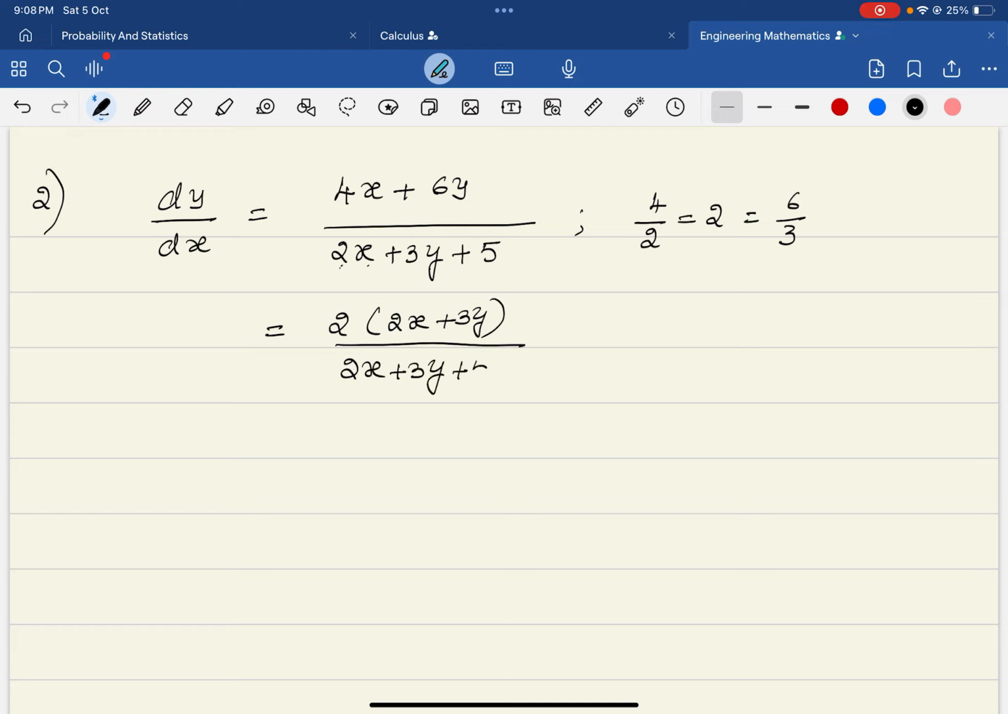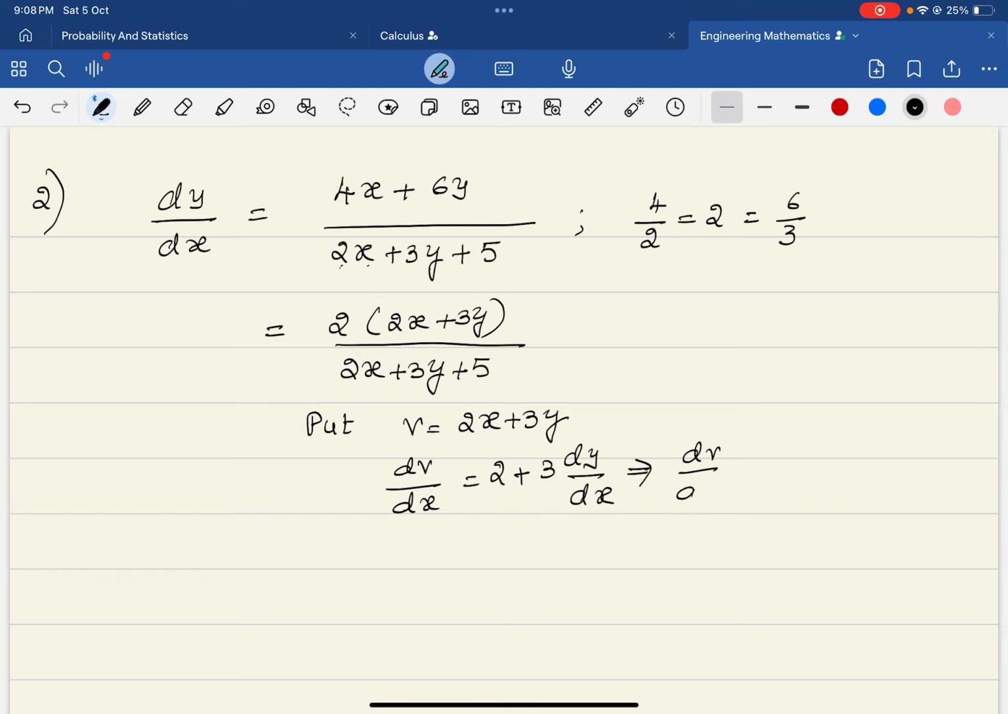Okay. So now what is our substitution? We put v is equal to 2x plus 3y. So what is dv by dx? It is given by the x derivative, which is 2, plus 3 dy by dx. Now, what does it imply from here?